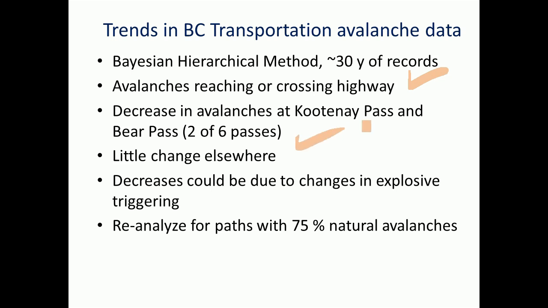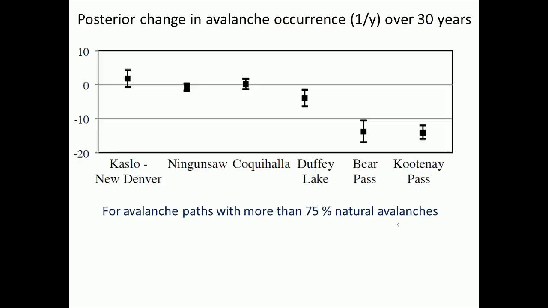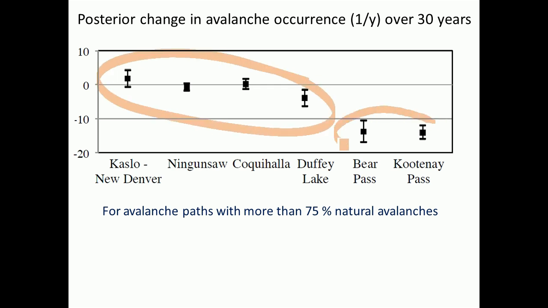However, the decrease could be due to a change in explosive triggering, so Hendrikx reanalyzed the data using only paths with at least 75% natural avalanches. For the paths with at least 75% or more natural avalanches, Hendrikx found little change for 4 of the 6 passes and decreases at Bear Pass and Kootenay Pass. The graph shows that nowadays there are about 14 fewer natural avalanches per winter reaching the highway than 30 years ago at Bear Pass and at Kootenay Pass.